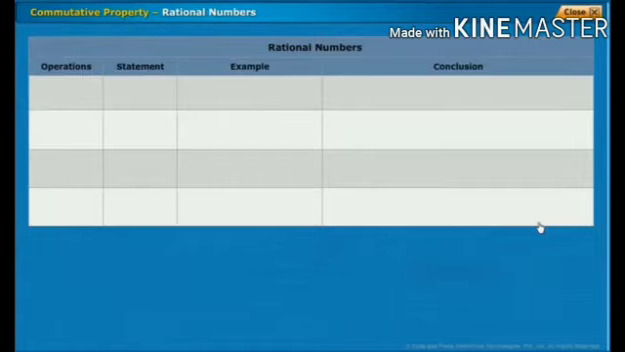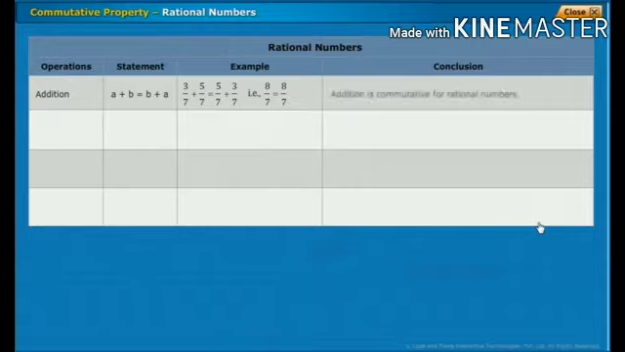For the first operation, addition. The commutative property is, if a and b are two rational numbers, then a plus b is equal to b plus a. Say for example 3 by 7 plus 5 by 7 is equal to 5 by 7 plus 3 by 7. In LHS you will get 8 by 7. In RHS you will get 8 by 7. So the LHS is equal to RHS. Addition is commutative for rational numbers.